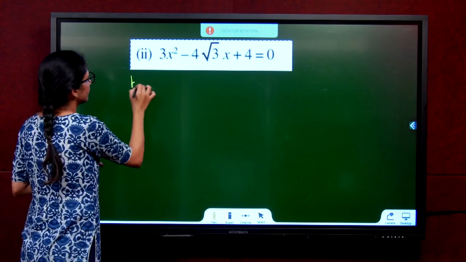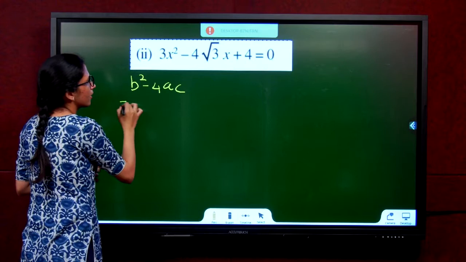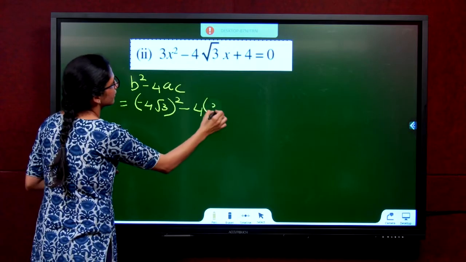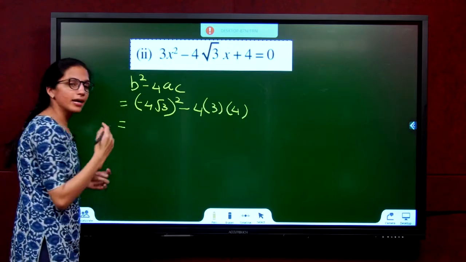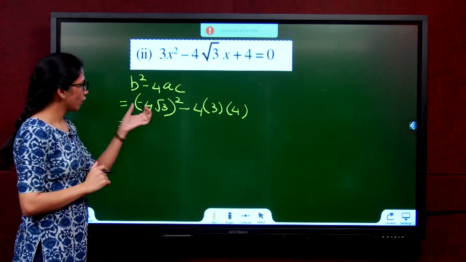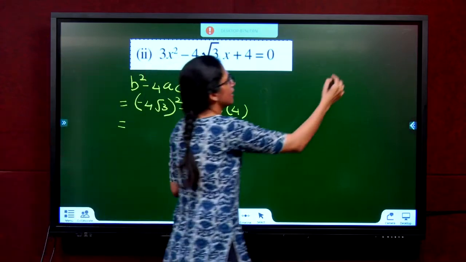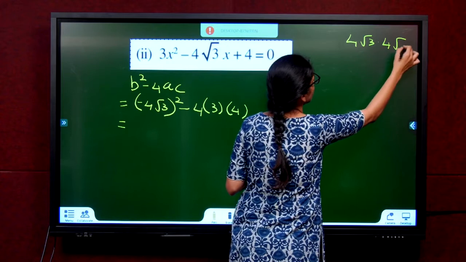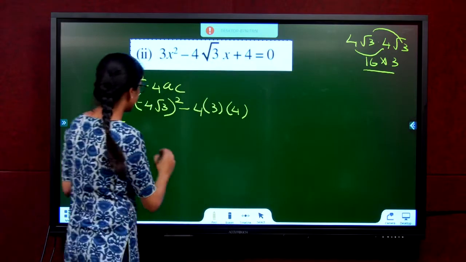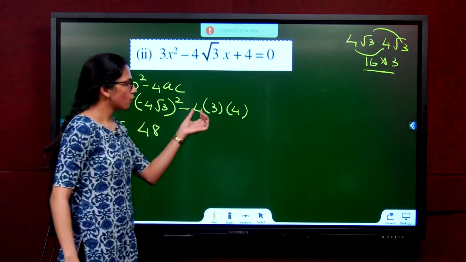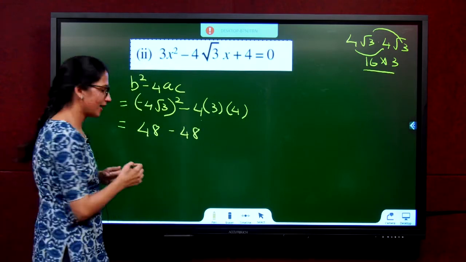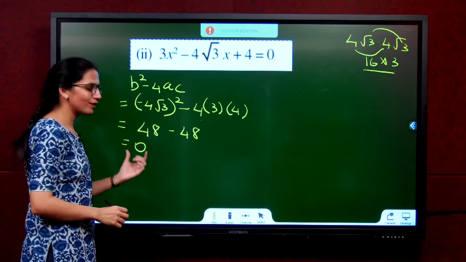Now first find b² − 4ac. (−4√3)² − 4, where a is 3 and c is 4. 4² is 16, so 4√3 into 4√3: 4 fours are 16, √3 into √3 is 3. 16 threes are 48, so this becomes 48. 4 threes are 12, 12 fours are again 48. 48 minus 48 is 0. So b² − 4ac is 0.